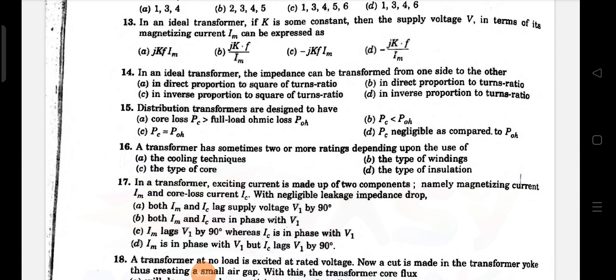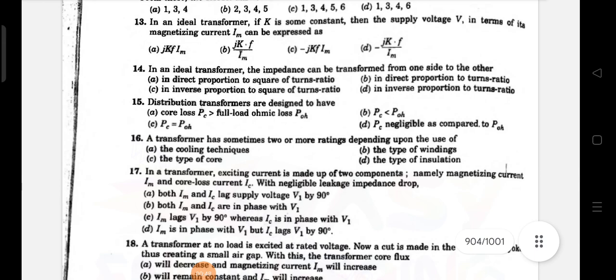Turns ratio is equal to n1 by n2, that is equal to e1 by e2, that is equal to i2 by i1. Whereas transformation ratio is e2 by e1, that is equal to n2 by n1, that is equal to i1 by i2. Reciprocal. Transformation ratio and turns ratio are reciprocal to each other. That means the 14th question answer is A.